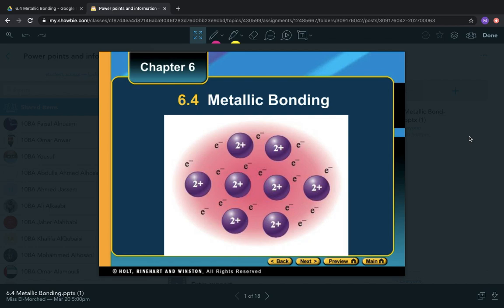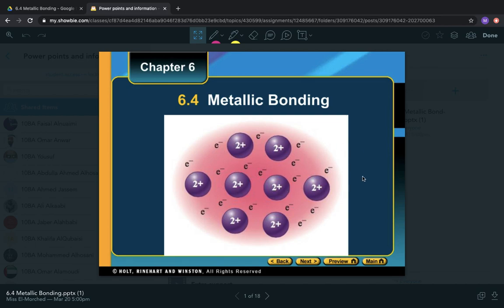Hey guys, so today we're going to start a new lesson called metallic bonding. We've already talked about covalent bonding and ionic bonding, and now we're getting into a new one. As you can tell just by the name, metallic bonds form between atoms of a pure metal. For example, a block of aluminum shows metallic bonding, not ionic or covalent.